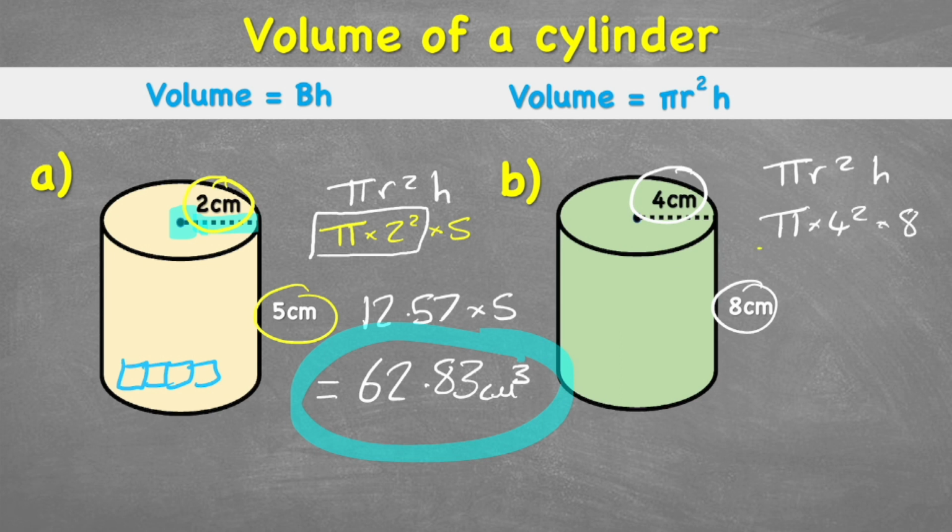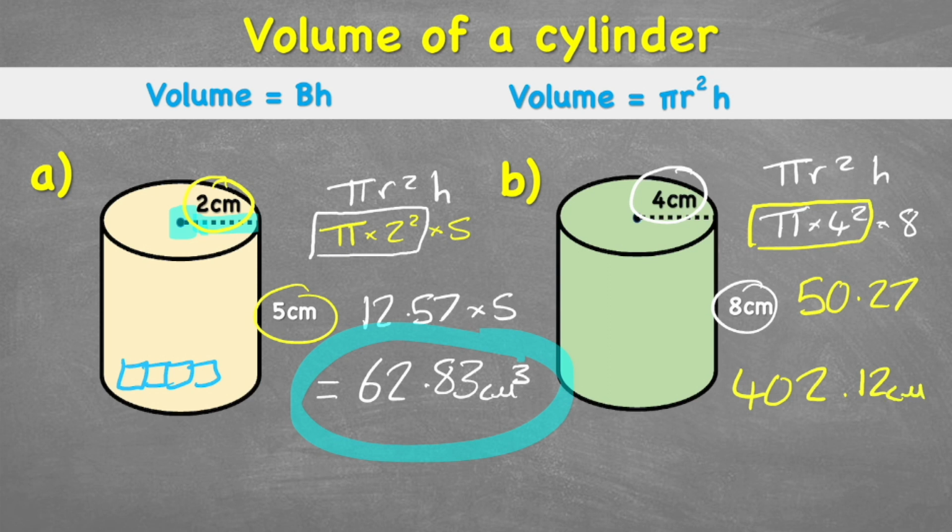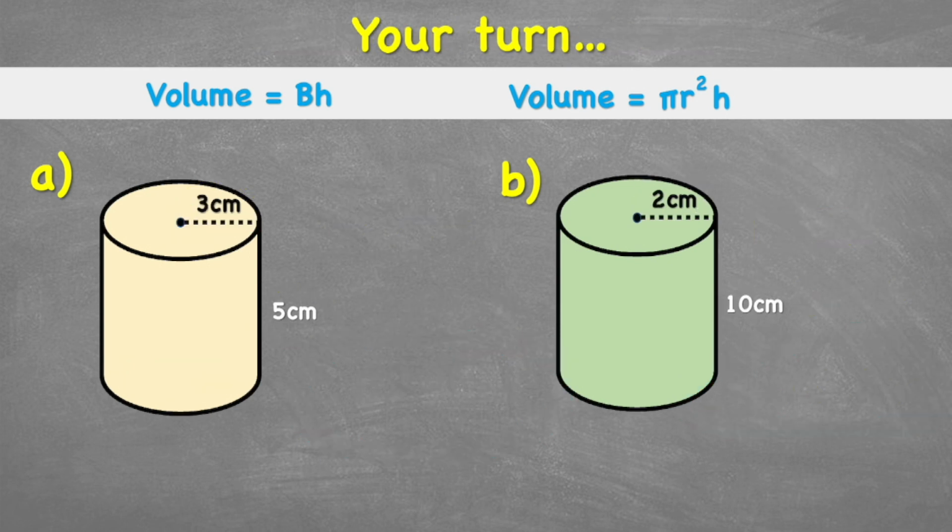And again, I'm going to be very careful to work out this first part altogether. So I'll start by putting pi times 4, but not press my equals, instead press my squared, now press equals, and I get an answer of 50.27. Multiply that by 8, which is our height, and I get an answer of 402.12. And again, we're working in the 3D space, so I have centimeters cubed. Final answer.